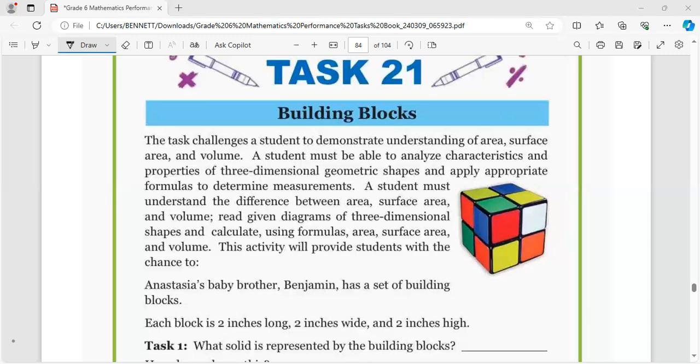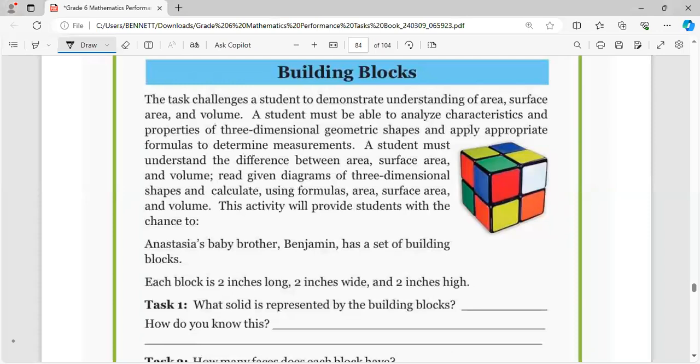Anastasia's baby brother Benjamin has a set of building blocks. Each block is 2 inches long, 2 inches wide, and 2 inches high. Task 1: A brick solid is represented by the building blocks. How do you know this? Alright, so can we get another reader?